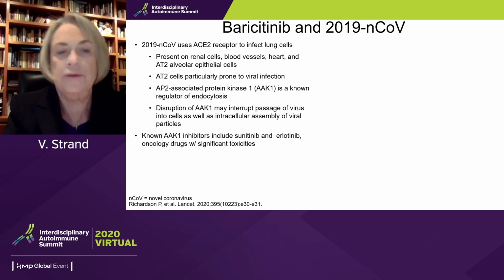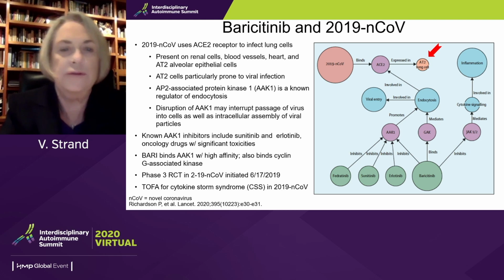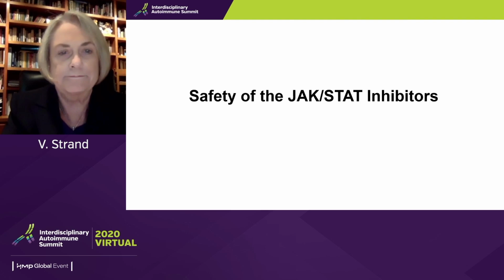And finally, we've got the idea of using baricitinib in COVID-19 because it targets the AT2 lung cell, which may be one of the most problematic parts of the infection. And there are now also trials with tofacitinib underway in cytokine storm syndrome. So let's move on to safety.